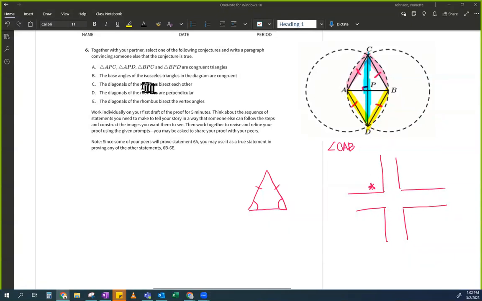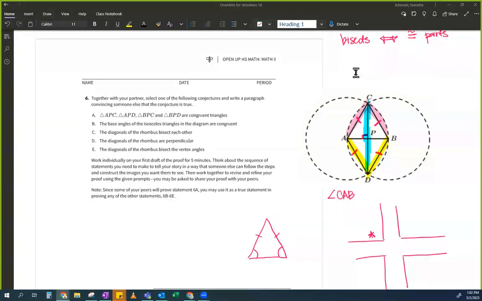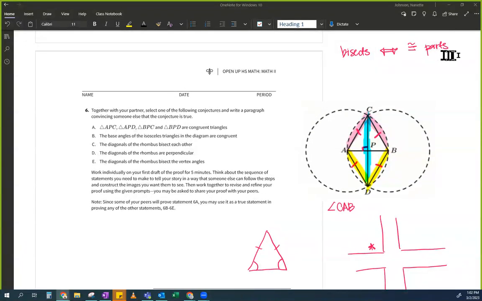Okay. The diagonals of the rhombus bisect each other. So remember, bisect means that it cuts it into congruent parts.